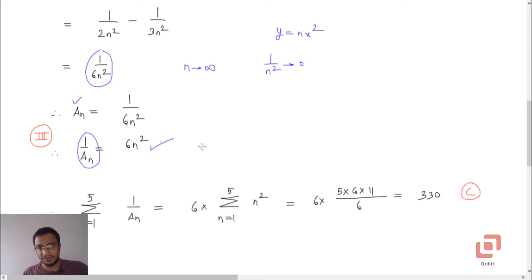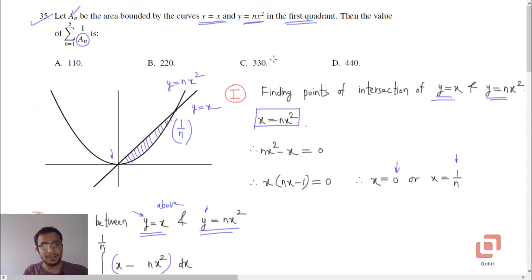Now let us go to the actual sum. It has lower limit 1 and upper limit 5. Here we will use the formula for the sum of squares of the first n natural numbers. Don't forget this 6; it is there due to integration. So the summation of n squared from 1 to 5 is n into n plus 1 into 2n plus 1 divided by 6. This is the summation n squared formula. If you compute it, 6 goes into 6 once, 6 into 5 is 30, 30 into 11 is 330. So the numerical value is 330.